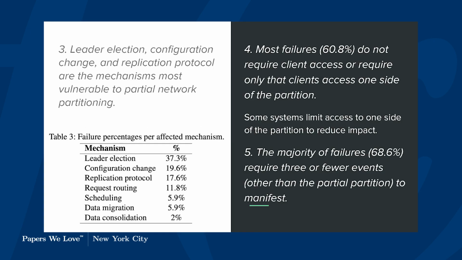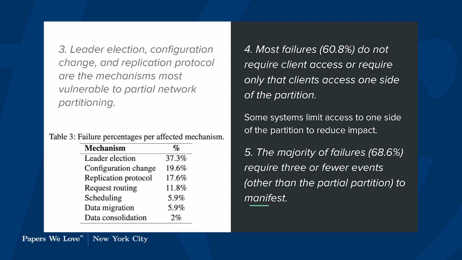Leader election, configuration change, and replication protocol are the mechanisms most vulnerable to partial network partitioning. This is a subset of the issues from all network partitions in the previous paper, but leader election again comes out on top as one of the mechanisms most affected by a partial network partition, with configuration change second, and the replication protocol third. Most failures do not require client access, or require only that clients access one side of the partition. Same finding as last time. That said, some systems do limit access to one side of the partition to reduce impact, and we will dig into that in later slides.